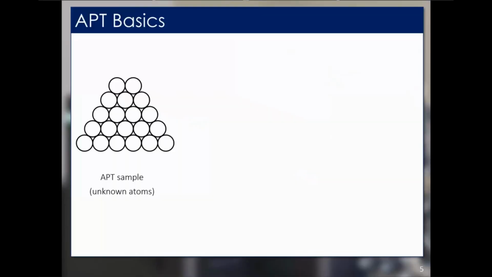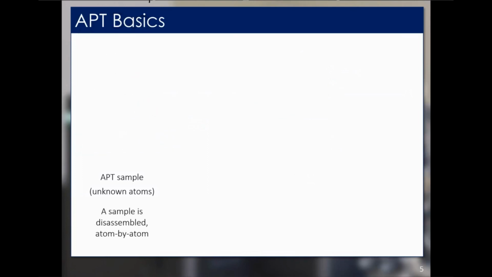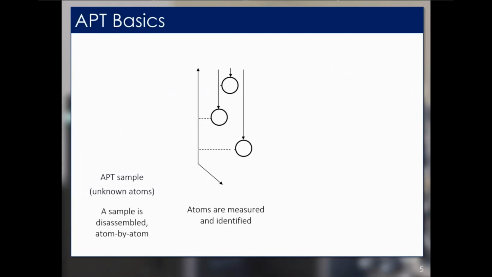So to clarify what I mean here, let's say we have our atom probe sample, and a material is just a collection of atoms. We don't need to know what they are or their configuration. What atom probe will do is actually pick the material apart, atom by atom. It's a destructive technique, but it's not chaotically destructive. As it does this, and these atoms are leaving the material, we're measuring things about them, and we're identifying them.